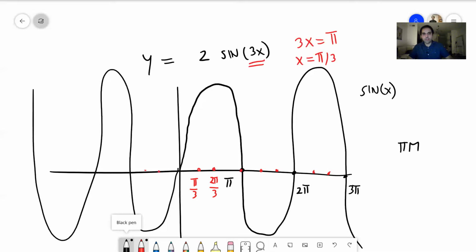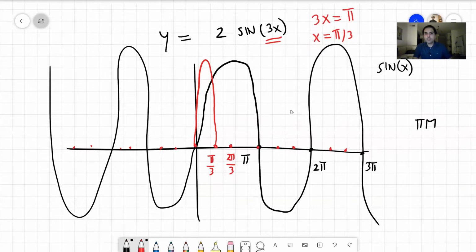And that can help you draw the graph. In fact, I'll show you in a second how. So what does this function do, the original one? It goes up to 1 and then goes down up to pi. Well, here's the same thing, except it goes up until 1 and then down until pi over 3, because you see, you compress it by a factor of 3. And then you just repeat.